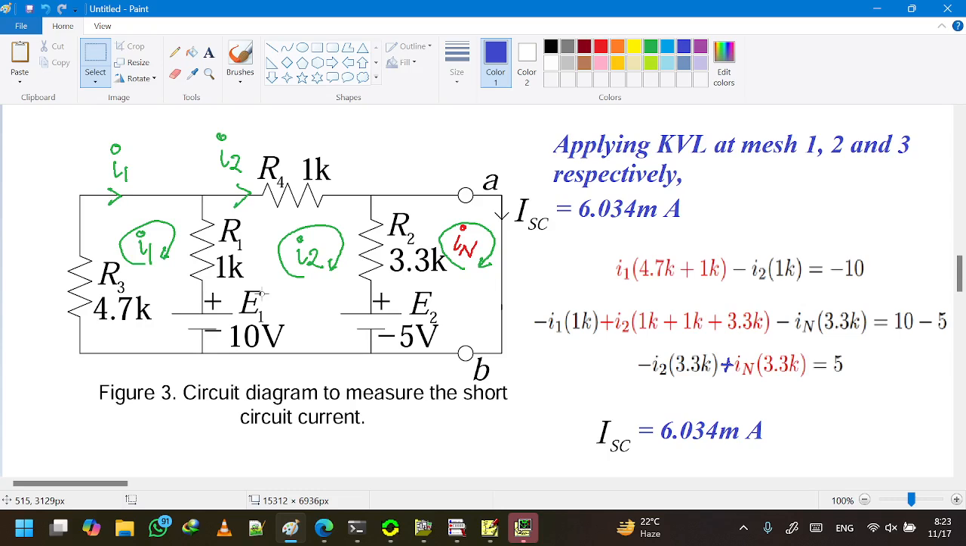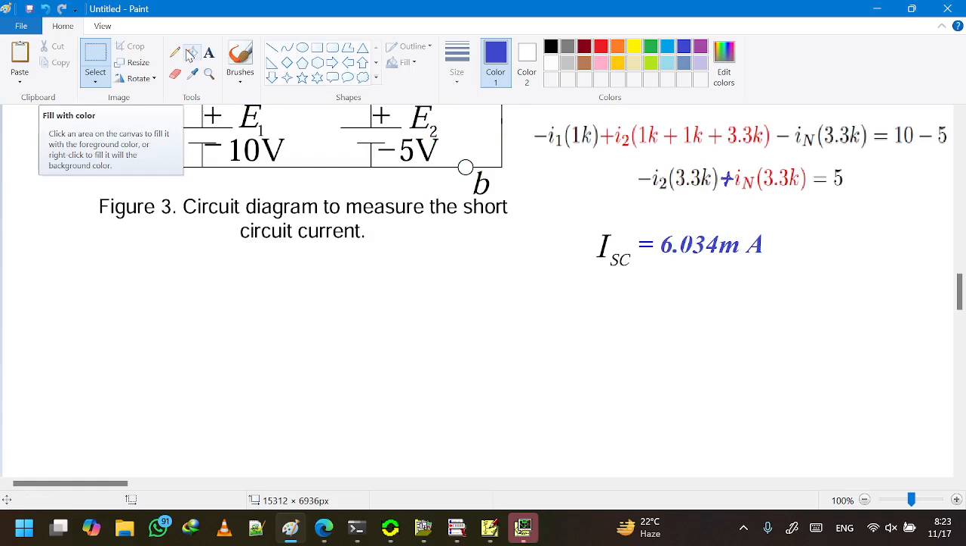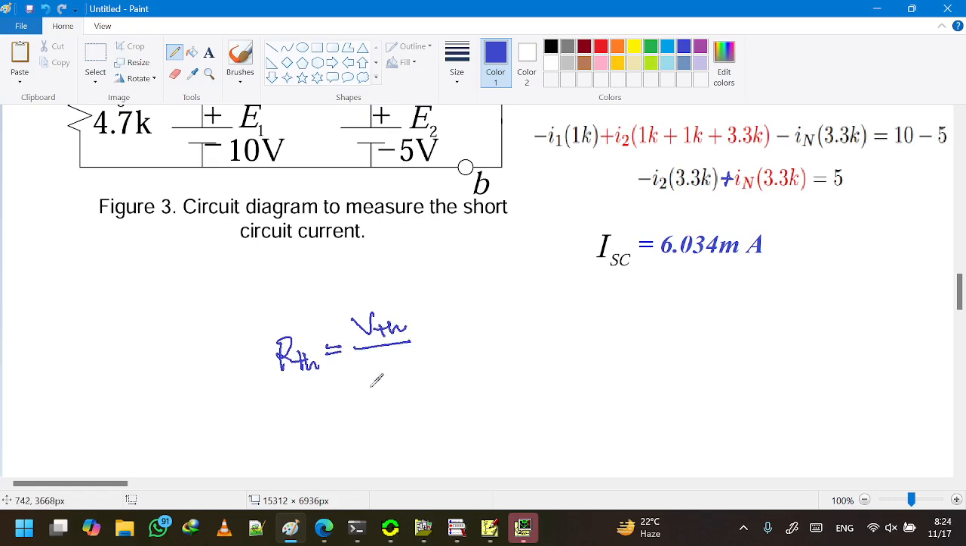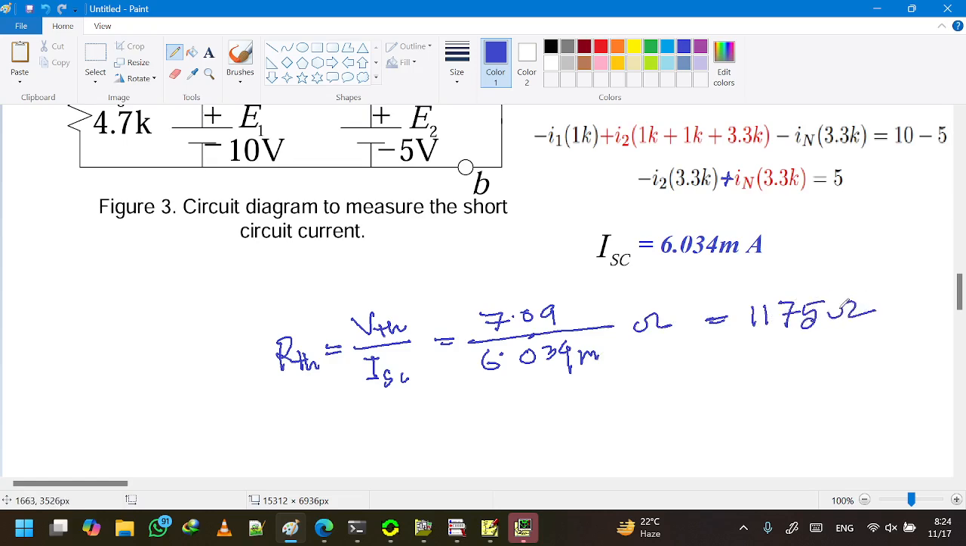RTH can be calculated by using the previous formula as we have shown earlier. RTH will be the ratio of VTH and ISC. So we calculate the RTH: VTH divided by ISC. Sorry, I said RTH. VTH is 7.09 and ISC is 6.034 milli. So the unit will be ohm, which gives us 1175 ohm.